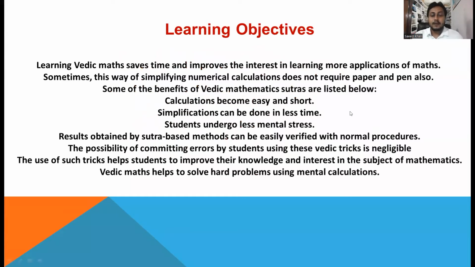So, learning objectives, basically, learning Vedic maths, or you can say some tricks. These tricks are the part of Vedic maths. Saves time and improves the interest in learning more application of maths, right? So some of the benefits, basically, just see these benefits.